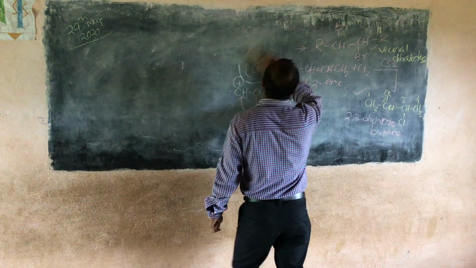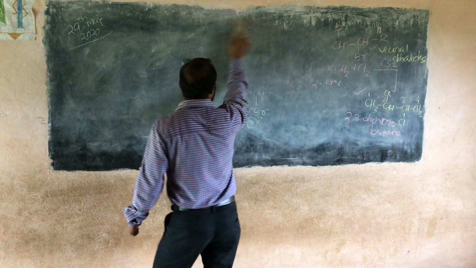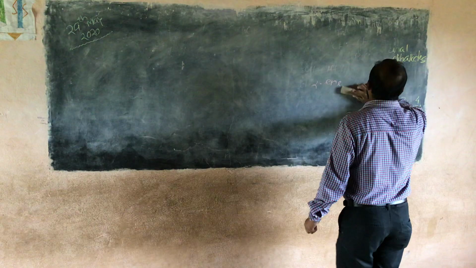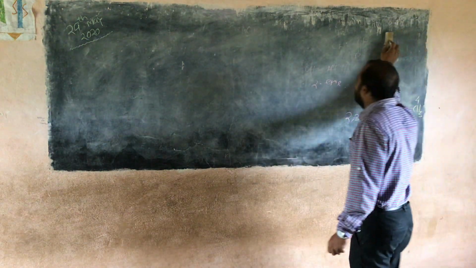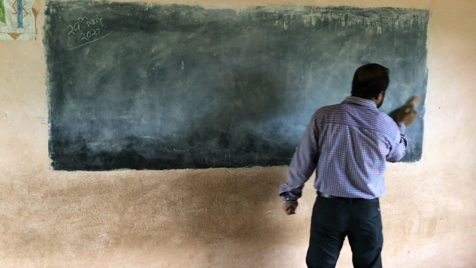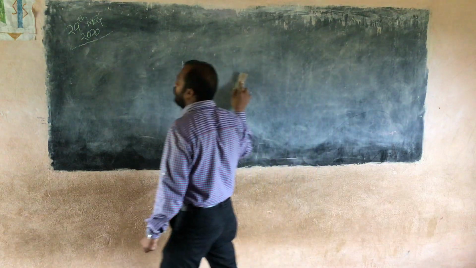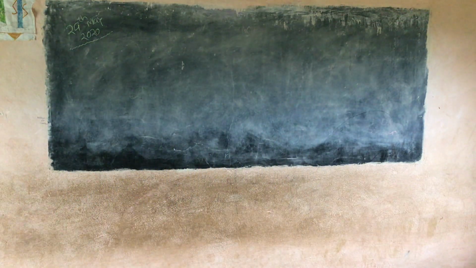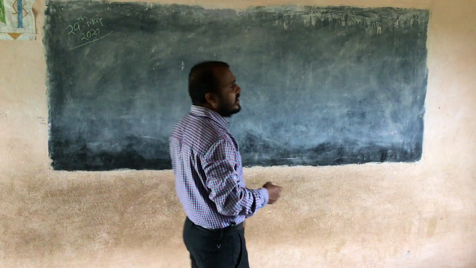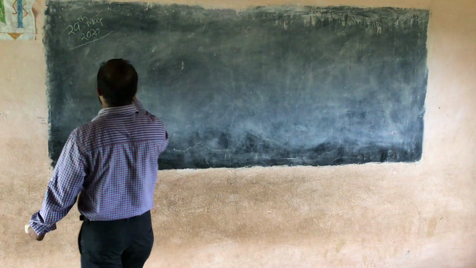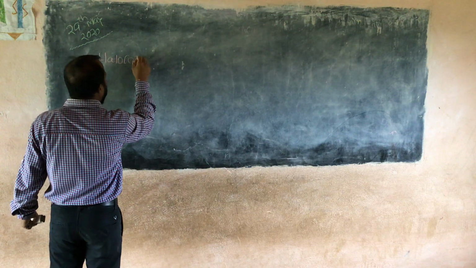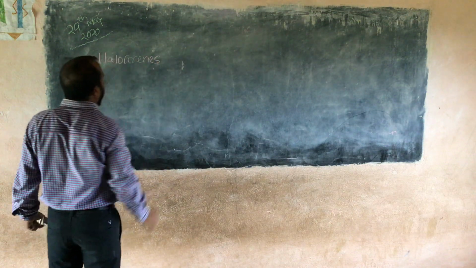This much is there in your course, so we will stop here. These are the methods of preparation. There are a lot of methods in research, but your syllabus contains up to this level. Now we are going to haloarenes. Previously we have studied haloalkanes. Now we are going to study haloarenes.